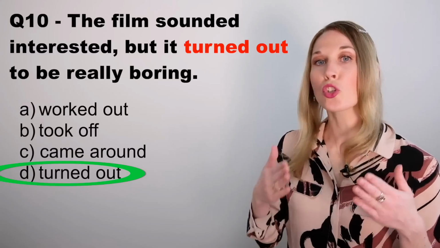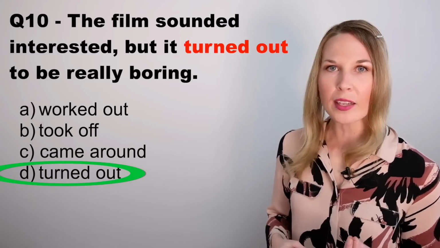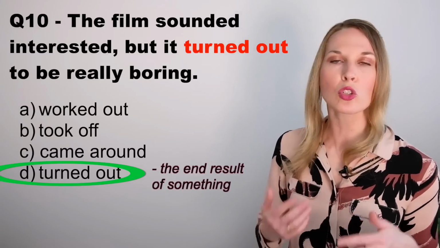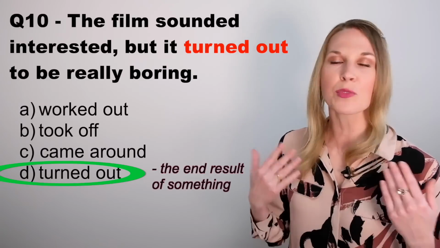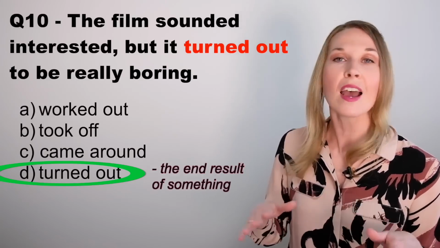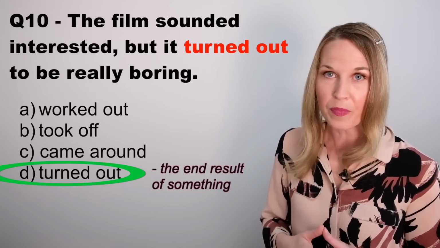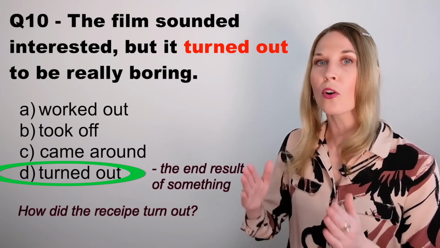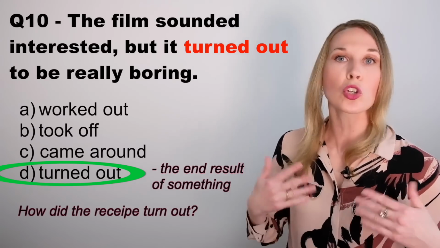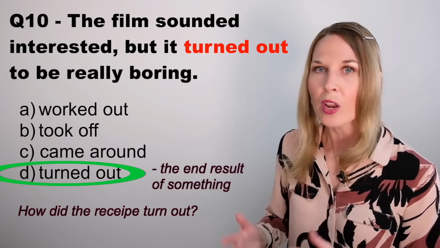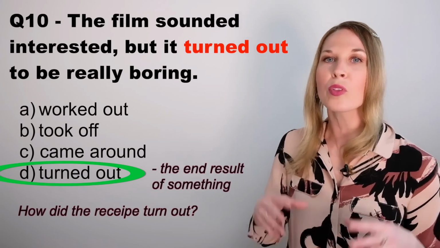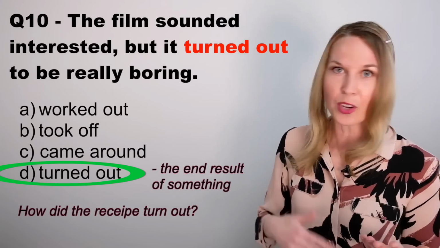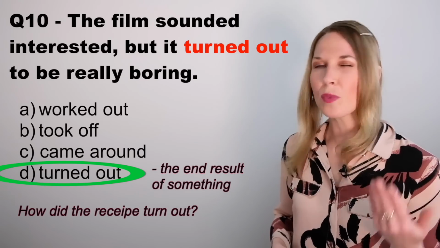We use to turn out when we're talking about the end result of something. So let's say you're trying a new recipe and it's for chocolate chip cookies. You've never made this recipe before. Your friend could say, "How did the recipe turn out? How did the cookies turn out?" Your friend is asking about the end result. Basically, your friend is asking, were they good? Were they bad? How did the recipe turn out?